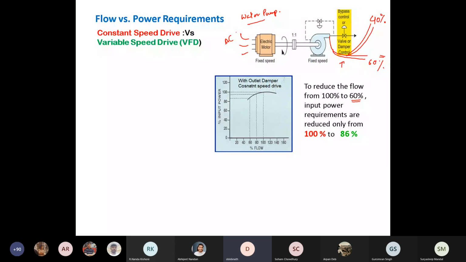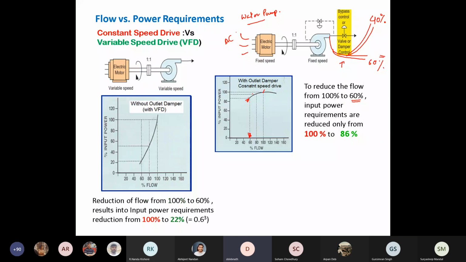If you do this kind of solution, which is a traditional solution, you see that your input power reduces by a small margin. Still, you need much of the input power, okay, to deliver that 60%. Even though your requirement has come down, you still need at the input power quite closer to the 100% availability. But if you think about a solution where instead of playing with the pump output, you play with the motor speed. Difference between these two solutions is one is fixed speed and one is variable speed.